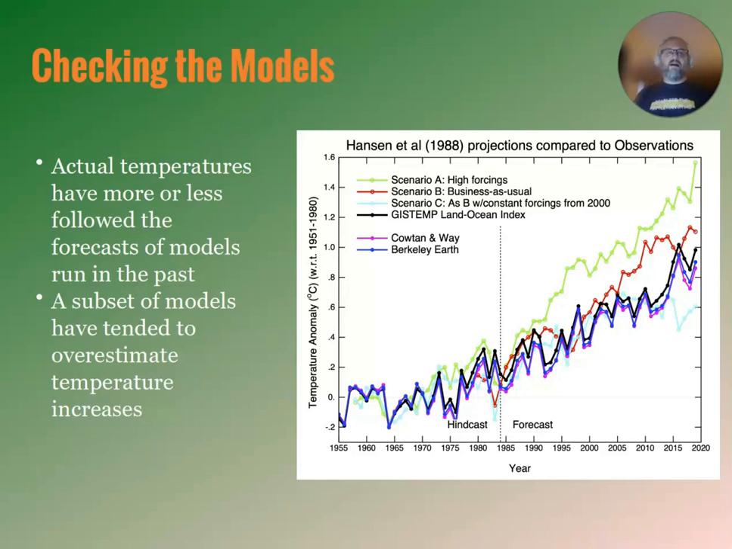Now, there are a subset of models that have tended to overestimate temperature increases by a small amount. You can actually see scenario A from the Hansen paper there was overestimating things a bit. There are some models that will overestimate a little bit, but that's kind of a known thing in climate modeling, because in general, most of our models are pretty well on with what ends up actually happening. So that gives us additional confidence that we're on the right track, that our global circulation models are telling us something useful and important about future temperatures.